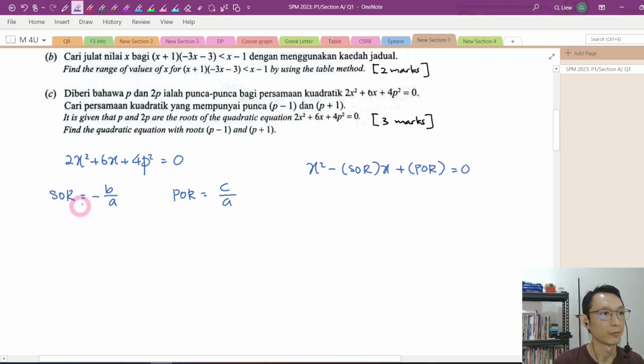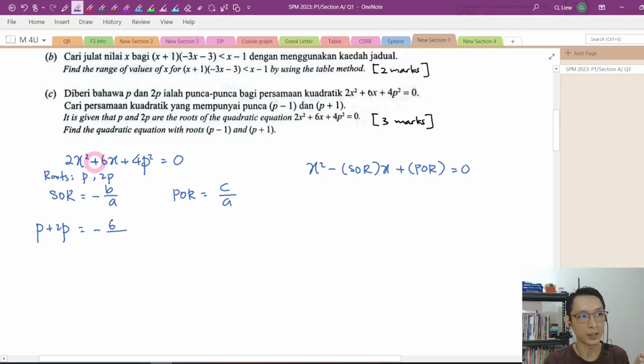Okay. Now, since the question tells you that the roots are p and 2p, let me write over here. The roots are p and 2p. So the sum of roots will be p plus 2p, right? And negative b, this is b.